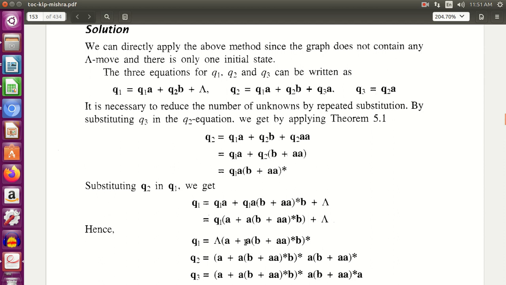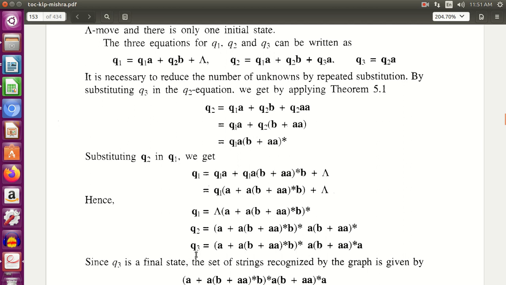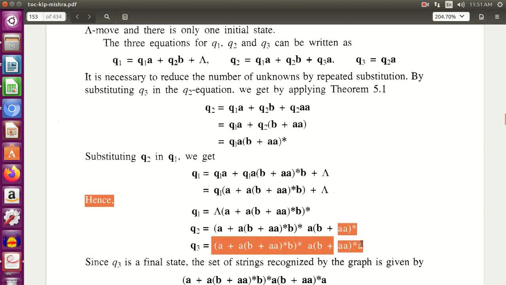So once we get the value of Q1, you will see that this value of Q1 is independent of any of the states, and it's in terms of A's and B's. So what you do is you put the value of Q1 in the equation of Q2. What was the equation of Q2? This one. So you put this value of Q1 in the equation of Q2 and get the value of Q2 in terms of A and B, and then again once you get the value of Q2 in terms of A and B, you put the same inside the equation of Q3, and finally what you will get is this one as the final value of Q3.